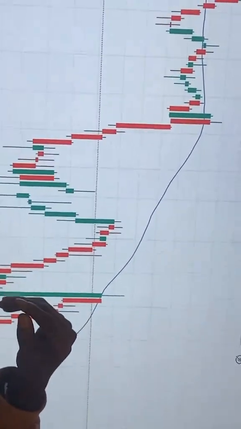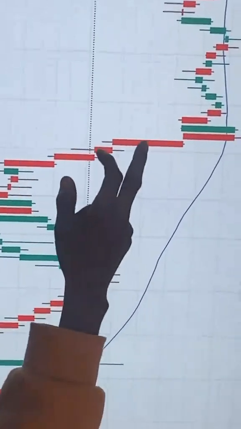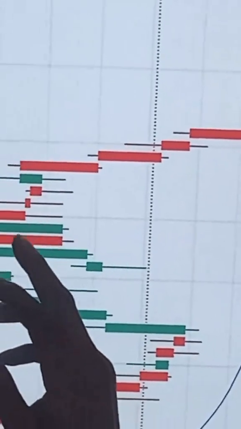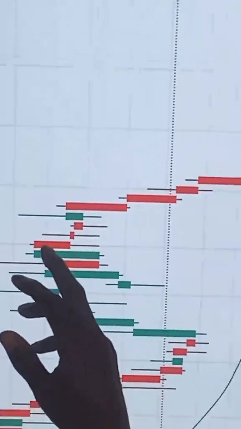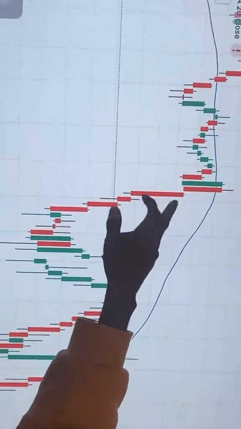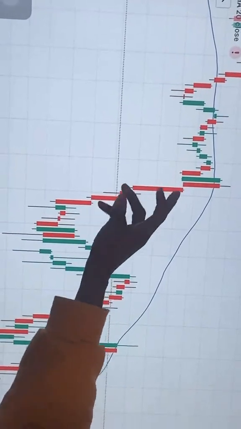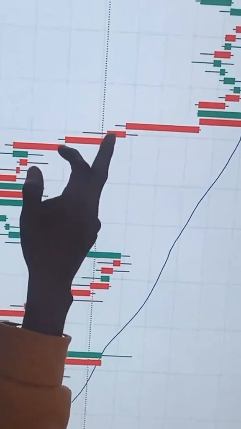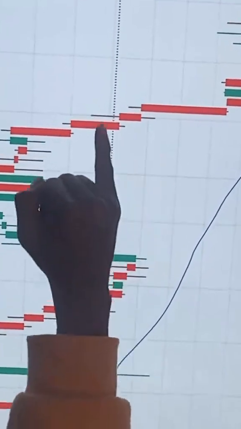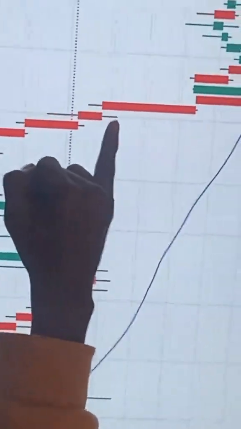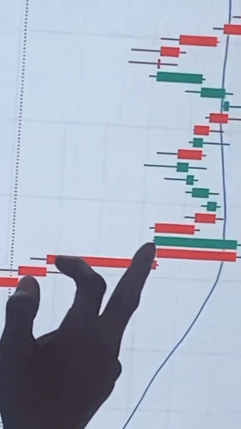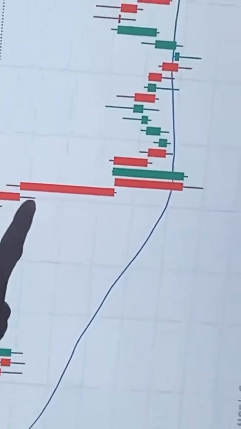How do you identify a fair value gap? Like now, this is a fair value gap here, and this is a fair value gap here. How do I know it's a fair value gap? Because there was a gap between the candle before this one, which is this, and the candle after, which is this. Look at the wick. All these tiny lines are called wick or shadow. This one didn't have any wick. So there's a gap between here and here.